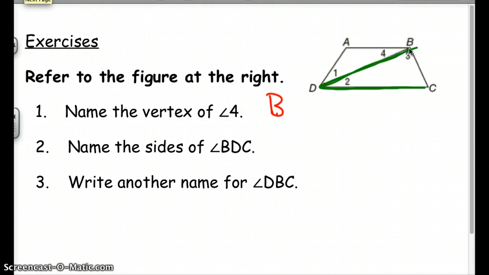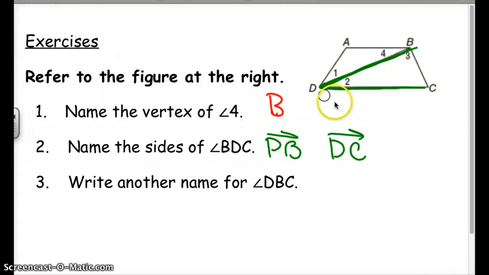So now I'm going to name the sides of angle BDC. And this helps me, people. If I identify the angle like that and trace over it, that helps me see what my angle is. So my ray DB and my ray DC. And then our last question asks us to name another name for angle DBC, and we could call that angle 3.